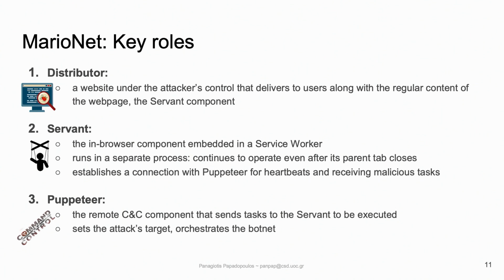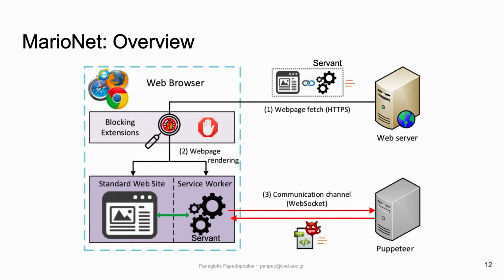It runs in a separate process and therefore operates even after the user browses away from the visited website. Upon registration, the servant establishes a channel with its puppeteer in order to send heartbeats, but also in order to receive the malicious tasks that would be executed on the user side. The puppeteer is the remote command and control component of MarioNet, which orchestrates all the infected browsers. It sets the attack's target and launches the distributed attacks.